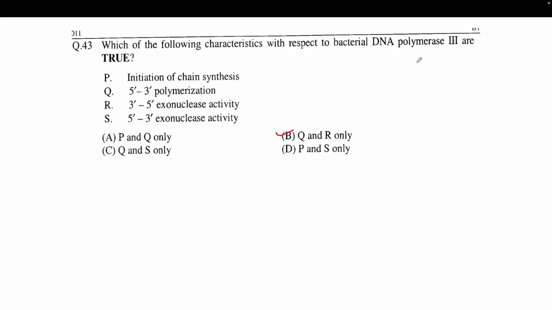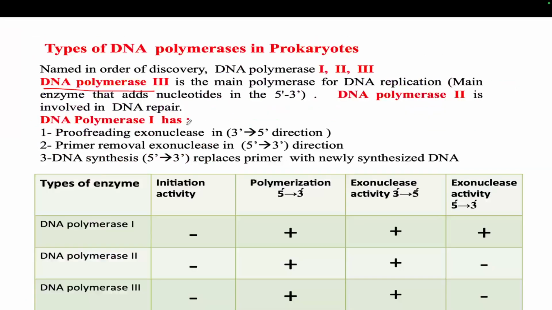So DNA polymerase III is the main enzyme of the replication, which is having the 5' to 3' polymerization, and the proofreading activity happens because of the 3' to 5' exonuclease activity. And we have discussed that the 5' to 3' exonuclease activity is only present in DNA polymerase 1, not in III, because it is having a separate subunit to do this activity. Here you can see DNA polymerase 1 is the only one having this 5' to 3' exonuclease activity, not the II and III.